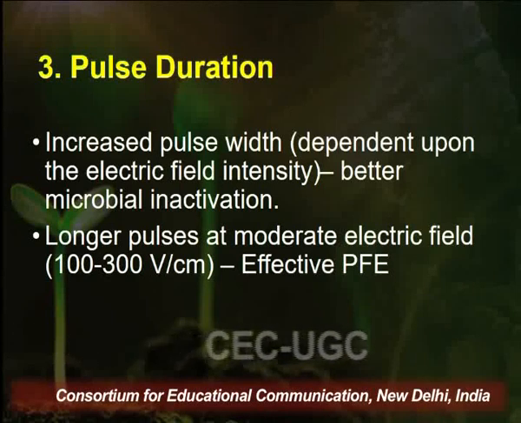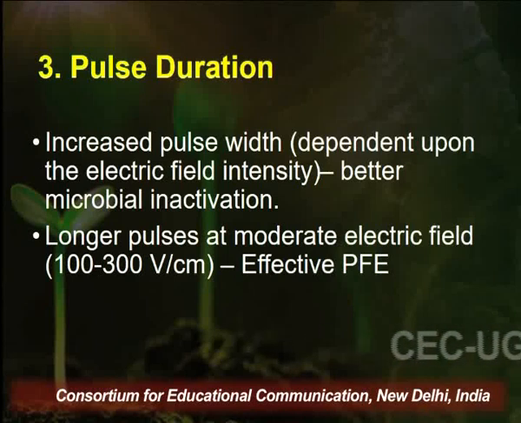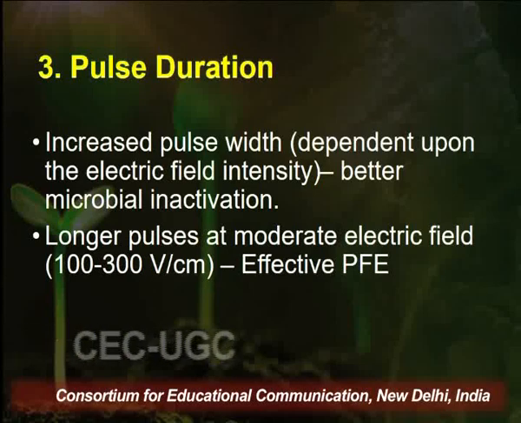But again, the pulse width should be in the optimum values, because if we further increase the width of the pulse, the electric field intensity decreases drastically, which will not be able to produce as effective a result as can be produced by the optimum values. And it has been observed that if longer pulses are used, they have a moderate electric field of 100 to 300 volt per centimeter, and these longer pulses have effective pulse electric field extraction efficiency.